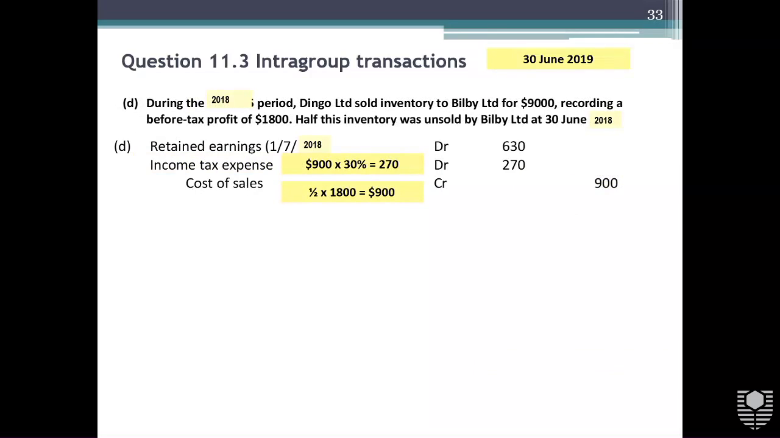During the 2018 period, Dingo sold inventory to Bilby for $9,000, recording a before-tax profit of $1,800. Half of this inventory was unsold at 30th of June 2018. So half of that 1,800 we need to adjust. We need to adjust that 900 cost of sales, which is overstated. The tax component of that is 30% of 270, and the 630 relating to the sale in the previous year, 630 needs to be accounted for. So we need to account for that 1,800.